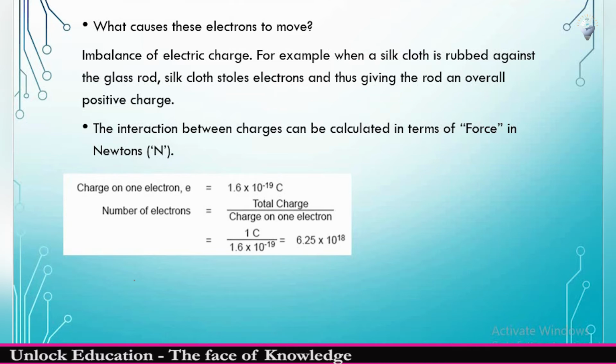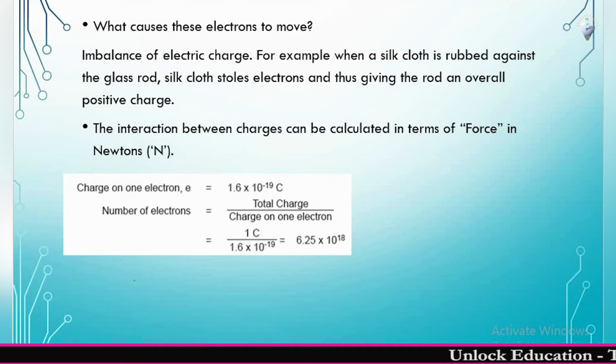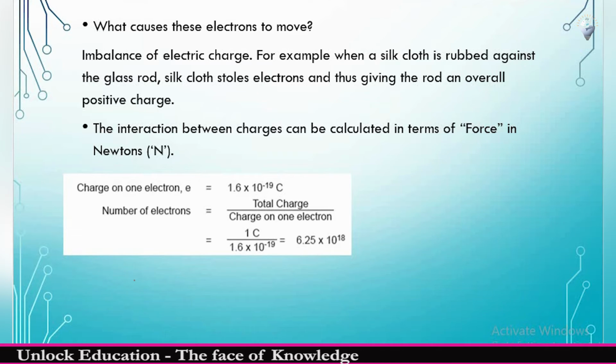For example, when a silk rod is rubbed against the glass rod, the silk rod stores the electrons, thus giving the glass rod an overall positive charge. Hence, they get an excited state. To attain equilibrium, there is an attraction between them.